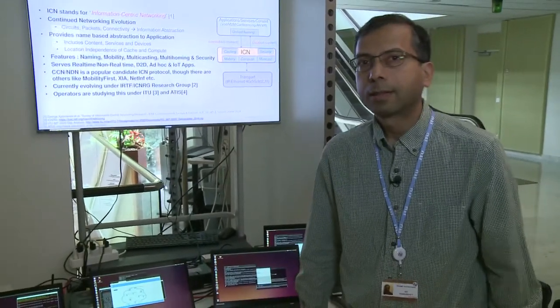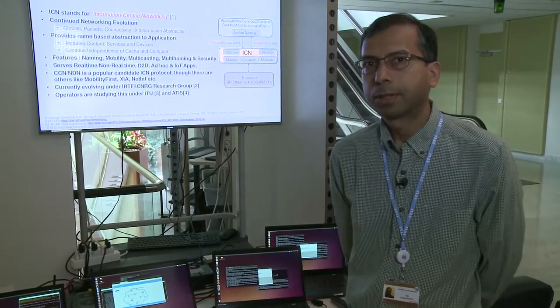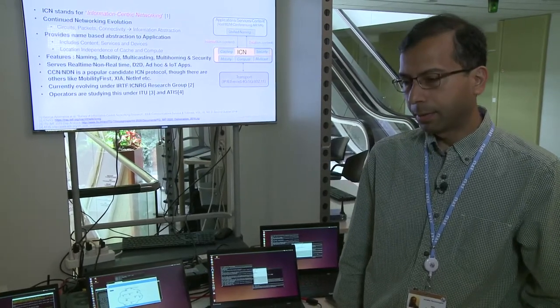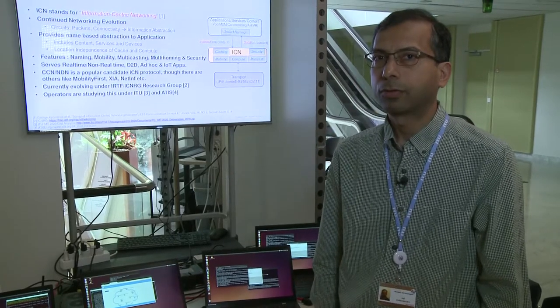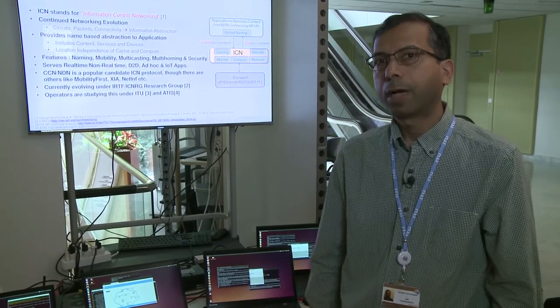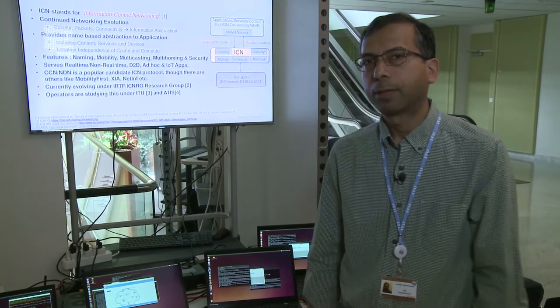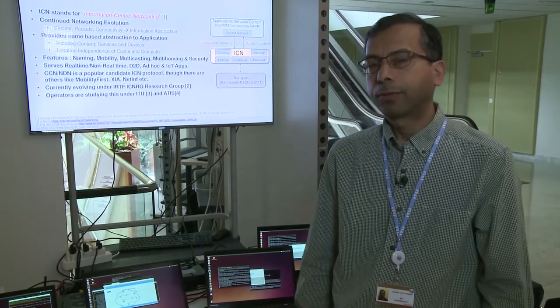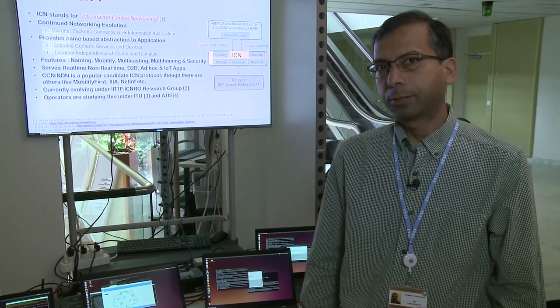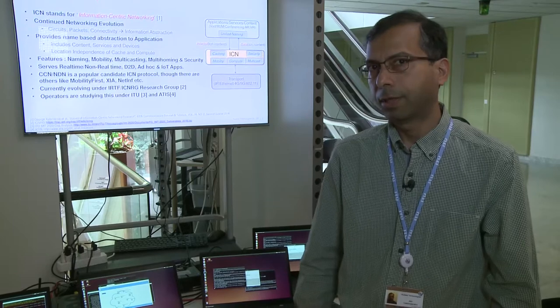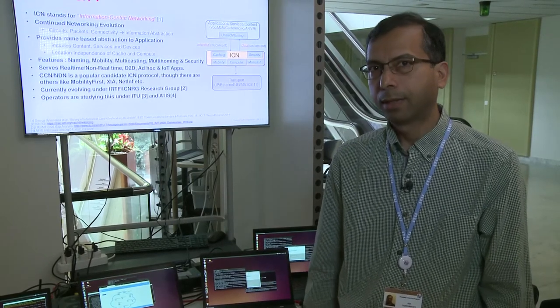So ICN stands for information-centric network. There are many flavors of ICN. CCN and NDN are some of those, and they are flavors which use names as a primary mechanism for doing the networking. Instead of IP addresses, we have names of contents, and we have entities expressing interest and fetching data by the names. That's a very revolutionizing concept compared to IP address-based networking.